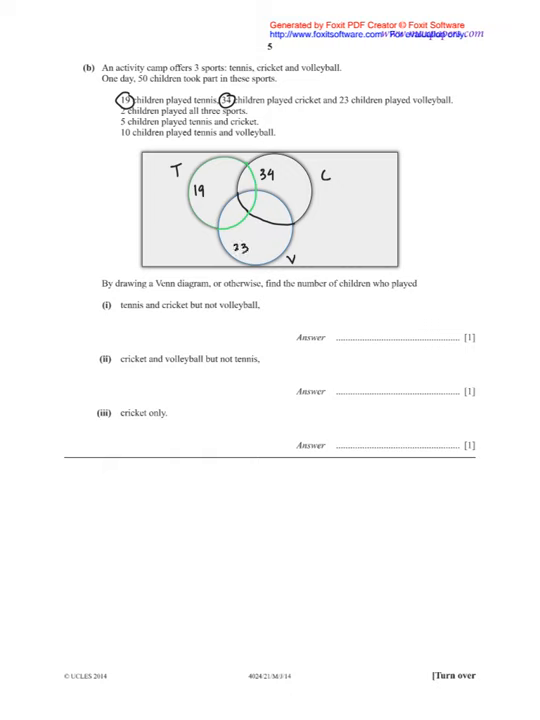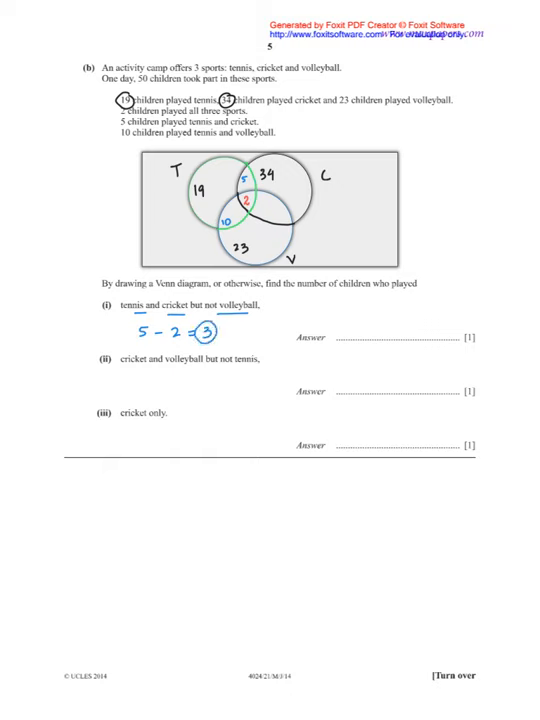After that it says that 2 children played all 3 sports, so 2 is the intersection of all 3. 5 children played tennis and cricket, so for tennis and cricket it's 5, and 10 children play tennis and volleyball, so we have 10 here, right? In the first part it says tennis and cricket but not volleyball, so the answer will be 5 minus 2, which is equal to 3. That is your first part answer.